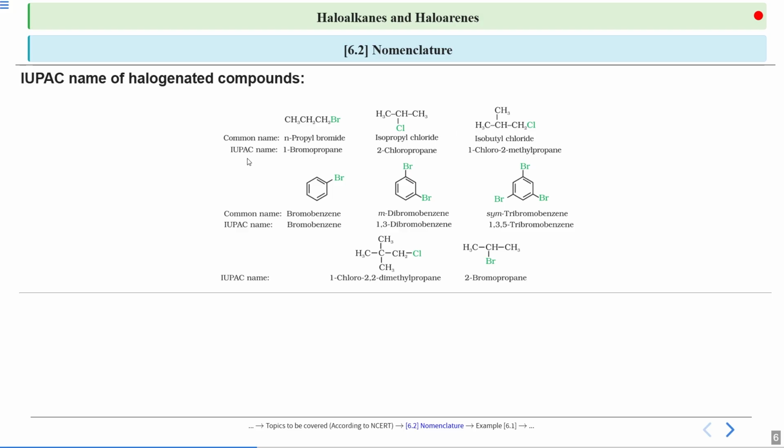Okay. For the IUPAC name of this, we have to do the numbering. So numbering will be 1, 2, 3, right? At the first position, we have chlorine. So 1-chloro. At the second position, we have a substituent as methyl. So 1-chloro, 2-methyl, and the rest of the carbon in the longest possible carbon chain is 3. So 1-chloro-2-methylpropane, right?